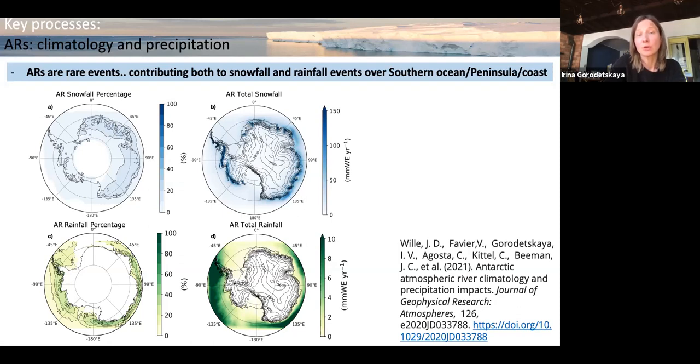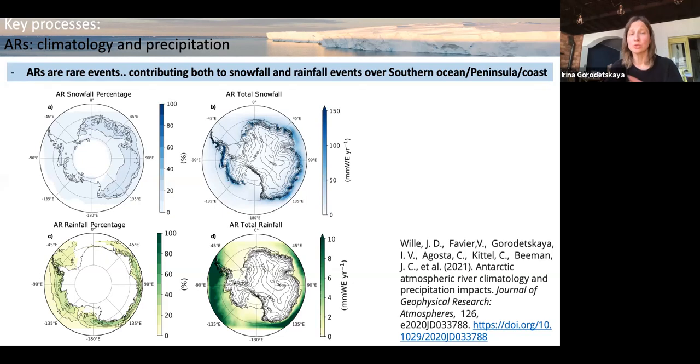At the same time, they are causing not only snowfall, but also rainfall. Here, the plots on the bottom show the contribution of ARs to rainfall. And we see that it's also about 10 to 20% of rainfall around the Southern Ocean near coastal Antarctica, and it's a really important contribution to the rainfall over the Antarctic Peninsula.